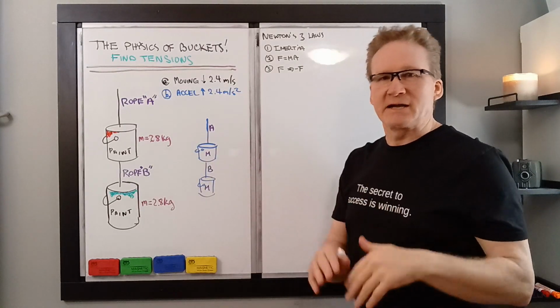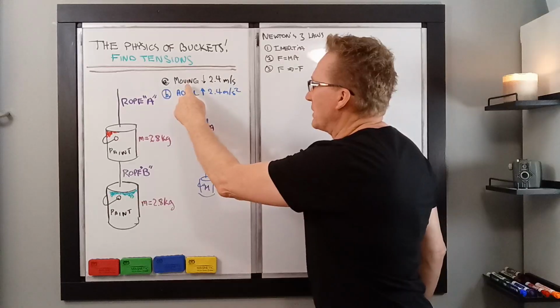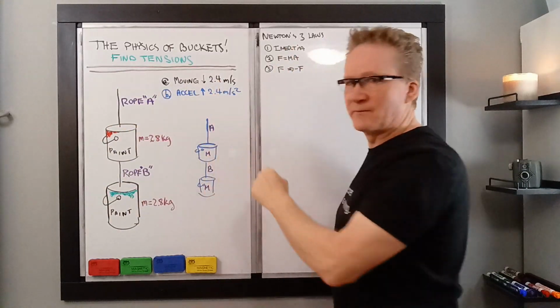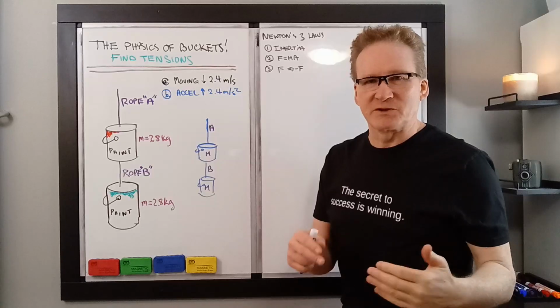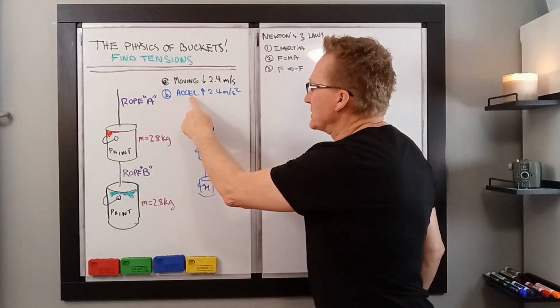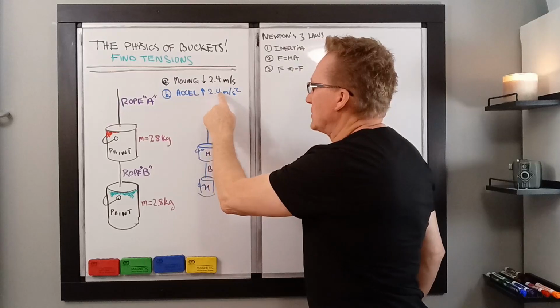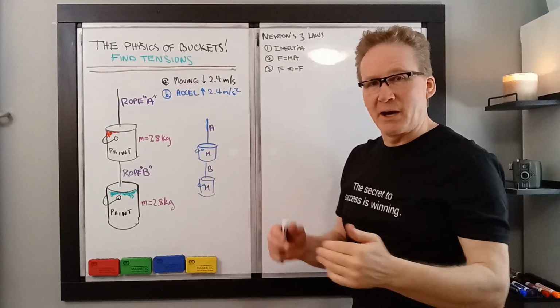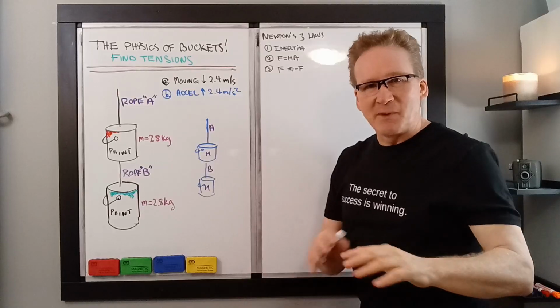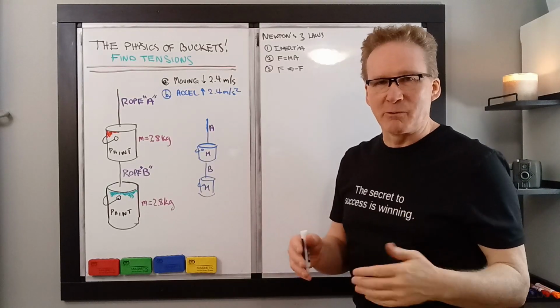So we have two different aspects of this problem that we want to do. One is if this whole thing is moving downward at a constant velocity, 2.4 meters per second. No acceleration, just constant velocity moving downward. The other one is what if it's accelerating upward at 2.4 meters per second squared? Notice the units. This is squared. That's just meters per second. These might have slightly different answers. Let's see how we might approach them.